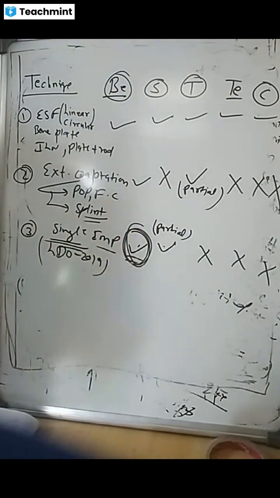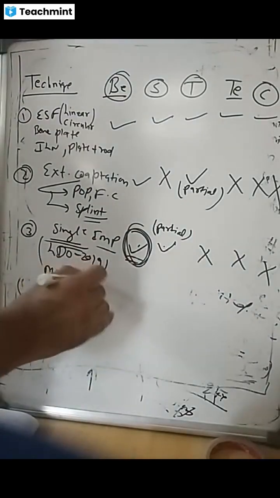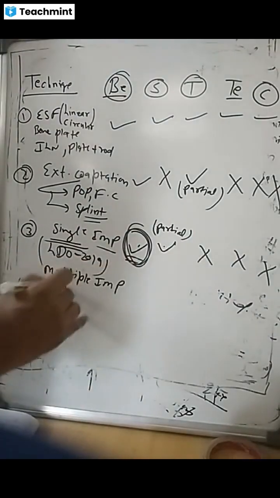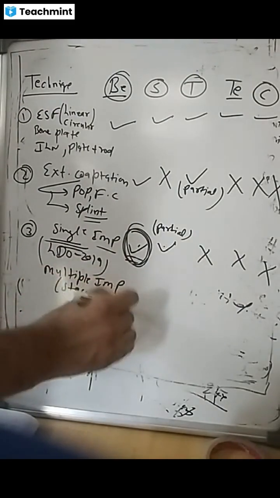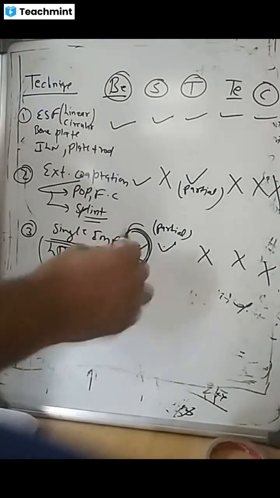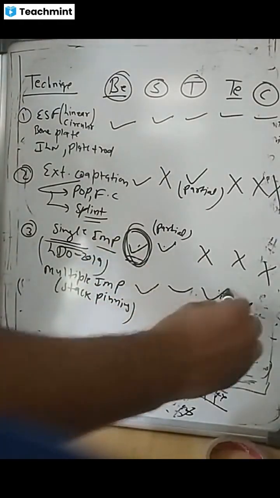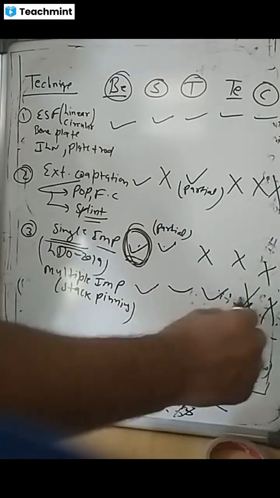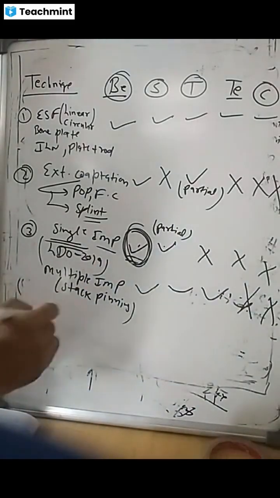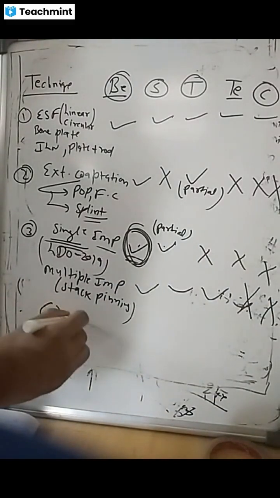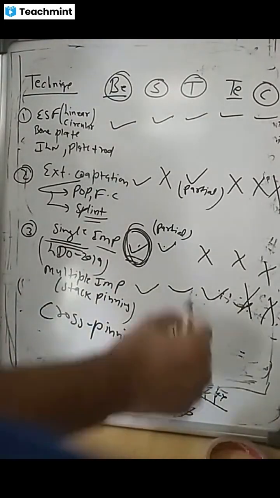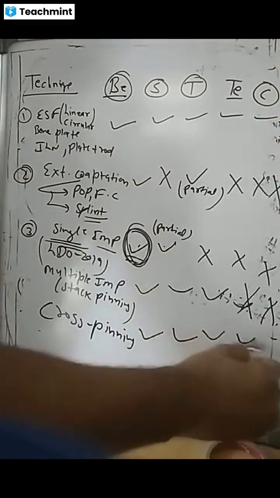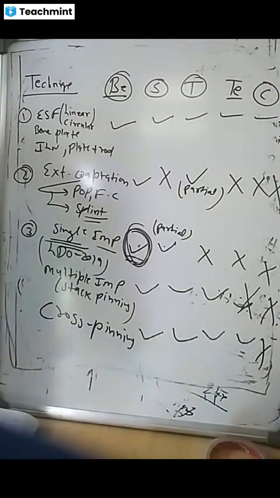Instead of a single pin, if I take multiple pins, the technique is called stack pinning. And instead of two, this technique can neutralize three: 1, 2, 3, neutralizing the last two as well. If I take cross pinning, it is more important. It will neutralize four forces.